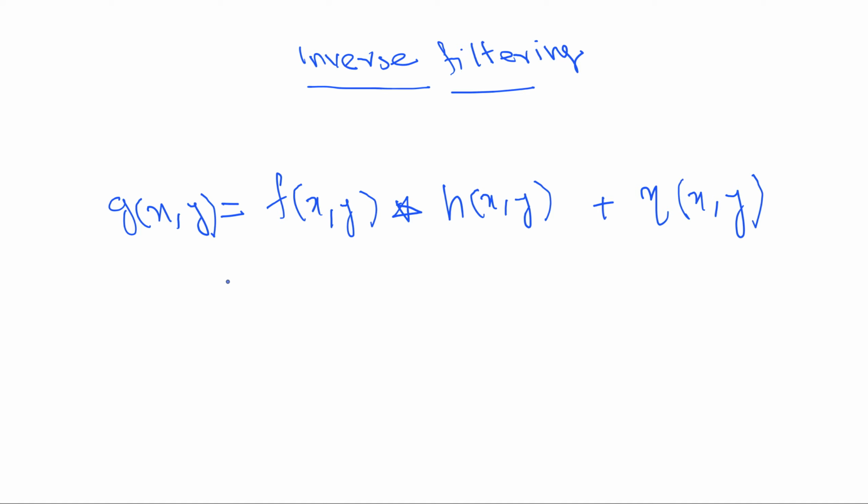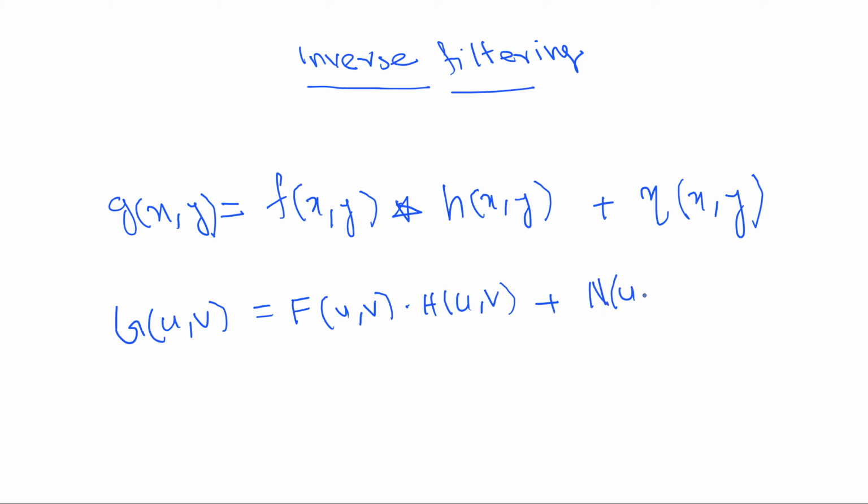Now if you take the Fourier transform of this equation, in the frequency domain we can write the same process as g of uv equal to f of uv into h of uv plus n of uv, where each term in this equation represents the Fourier transform of the terms in the first equation.